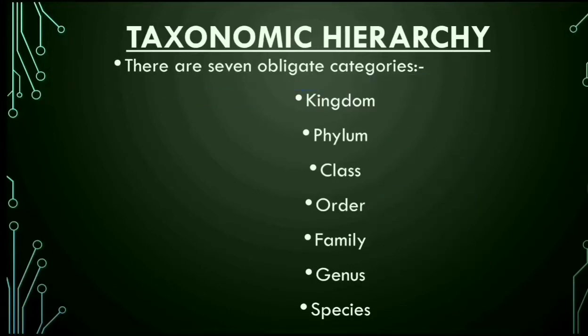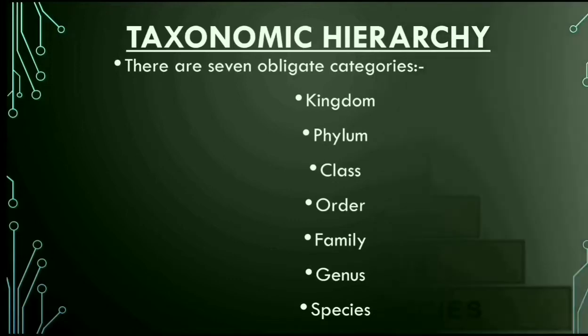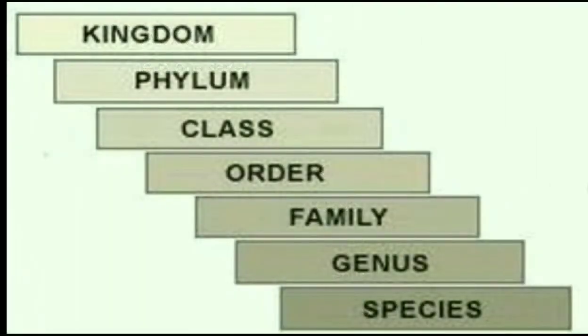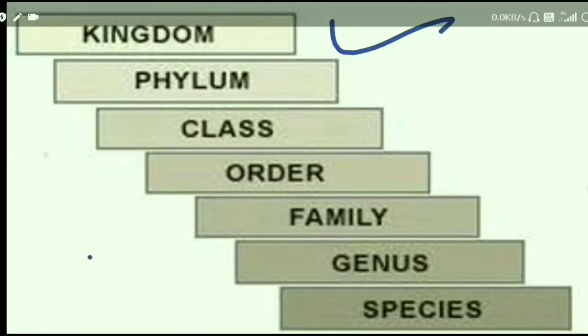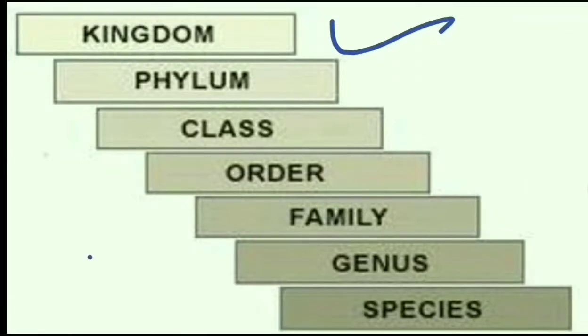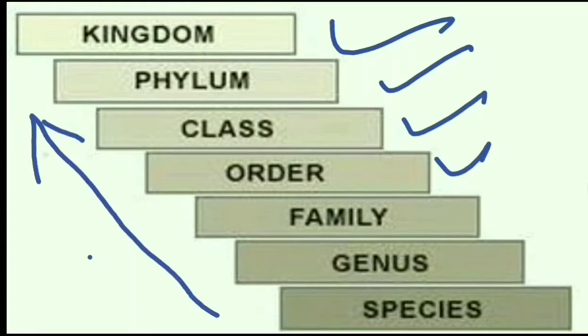Now we will discuss the taxonomic hierarchy: kingdom, phylum, class, order, family, genus, species. And how do we learn about taxonomic hierarchy? We learn it in ascending order.